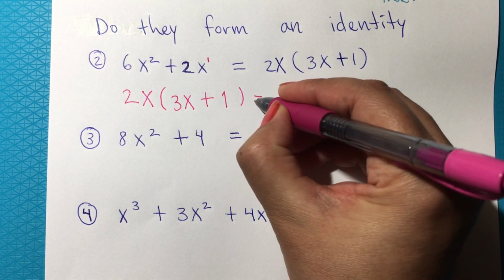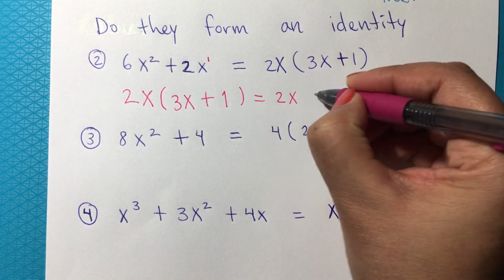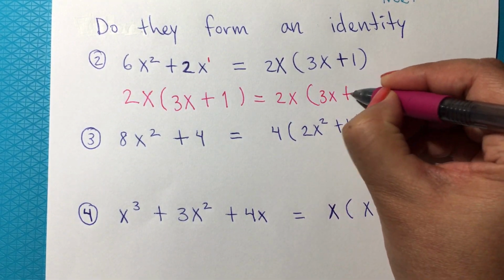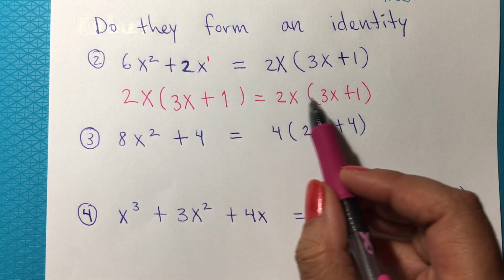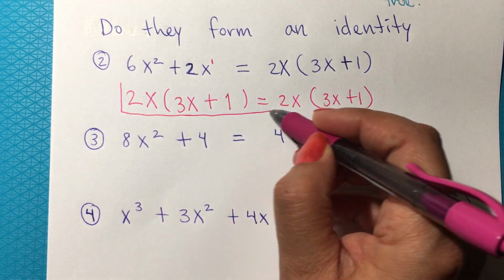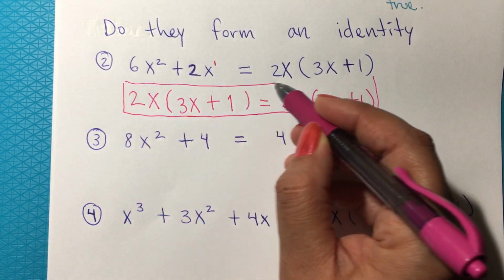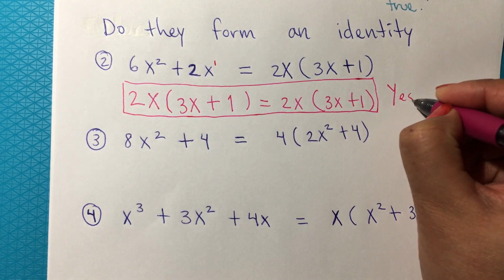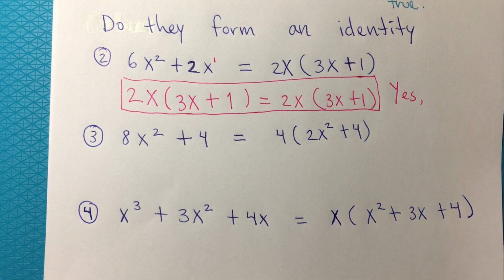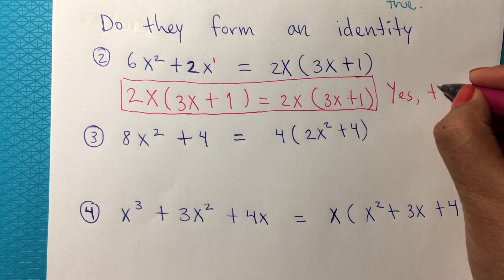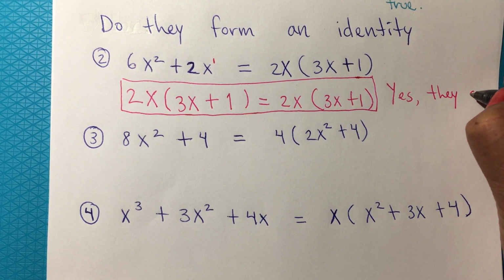Okay, so now we bring this down. So we have 2x times 3x plus 1. And as you can see, we say yes, they form a true identity.